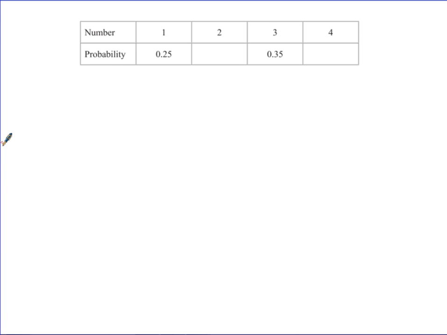Right, question 1. Laura's a four-sided spinner. Probabilities there. Work out the probability that it will not land on 1. The probability of landing on 2 and 4 is equal. So, first thing we can do is not 1. So, probability of not 1 is 1 minus the probability of it being 1. So, we get 0.75 there.